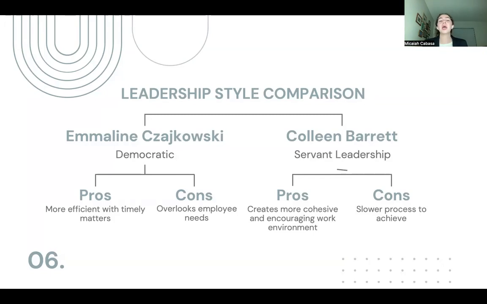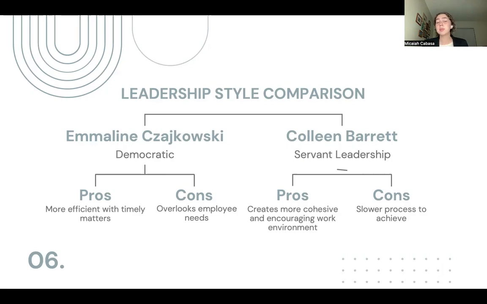So for Emmeline, I said that overall she demonstrated more of a democratic leadership style, just because she still cared about employees and their feedback, but she was also very task-oriented. Some of these pros and strengths of this was that she's more efficient with timely matters, like the challenge she faced earlier that I mentioned. She did have to make sure that she was just being very timely with things. So that was very nice when using that democratic style.